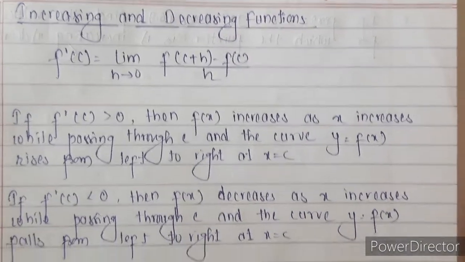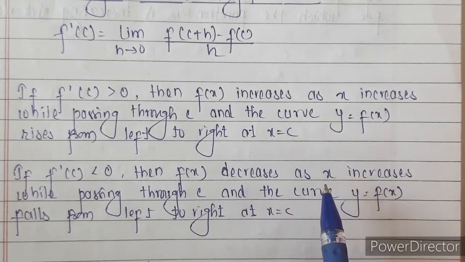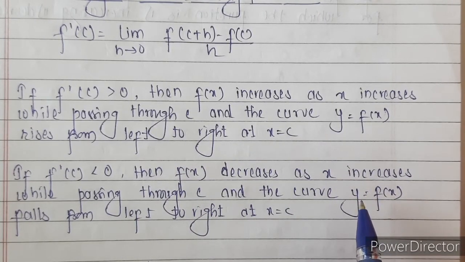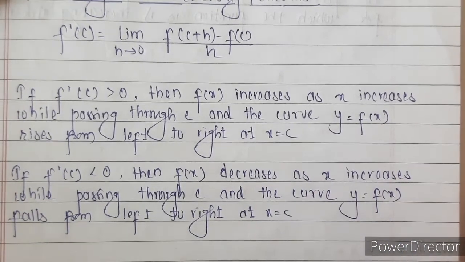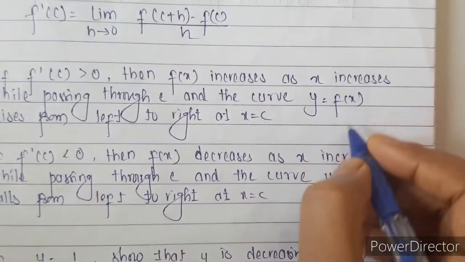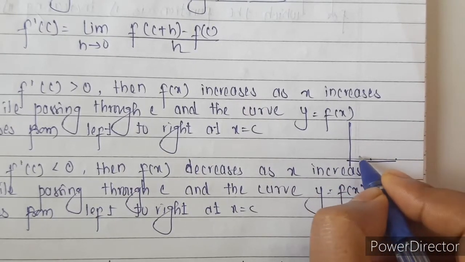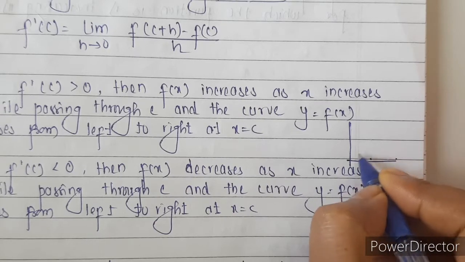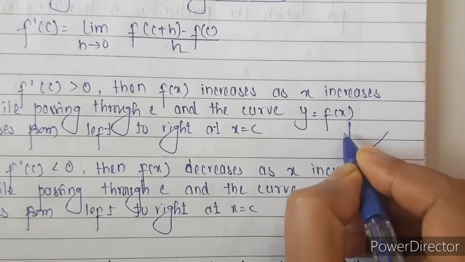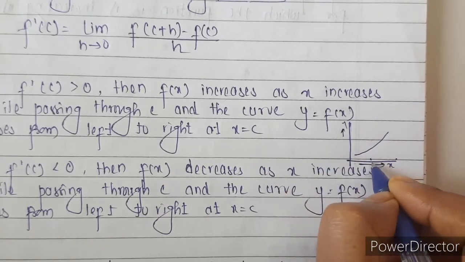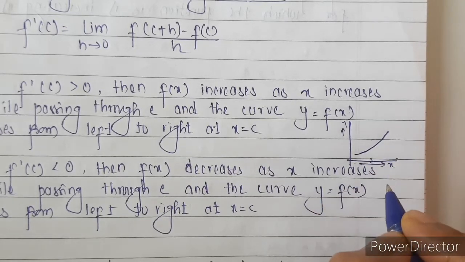Now if this derivative, f dash of c, is greater than 0, then the function f of x increases as x increases while passing through c, and the curve y equals f of x rises from left to right. If we draw it, so if this is the point, while passing through this point, it will go on increasing as x increases. This is your x, this is your y. As x increases, and suppose this is your c, as the curve passes through this point c, the curve will go on increasing.